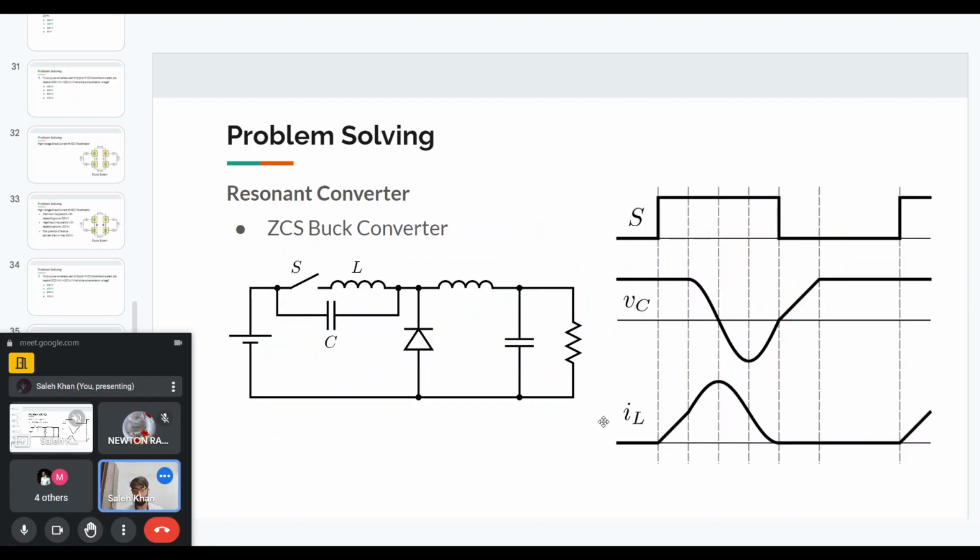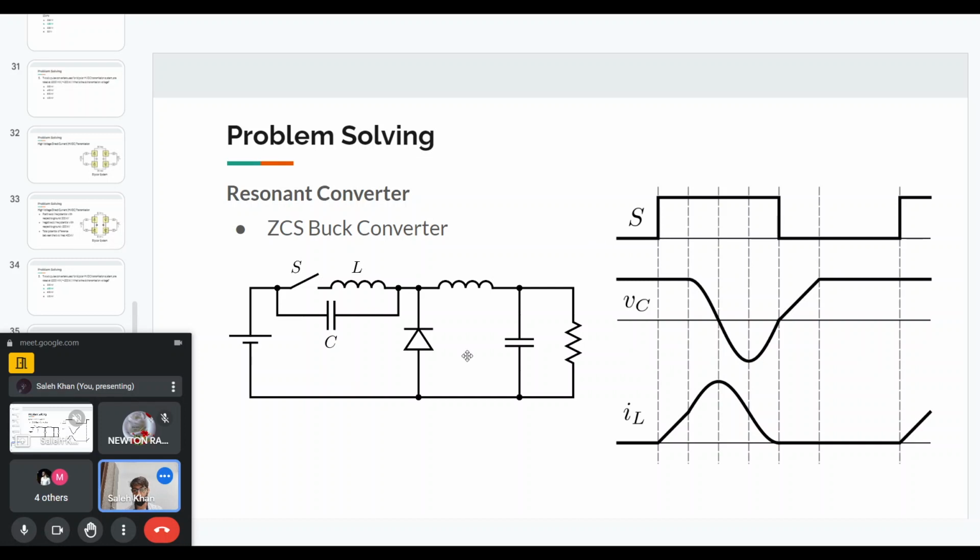So for example, here is a zero current switching buck converter. Without this LC network, if you see this converter, it is a buck converter. And in the buck converter, we have replaced the switch with a switch with an LC network as well. And the waveforms of this kind of converter are shown on the right side.